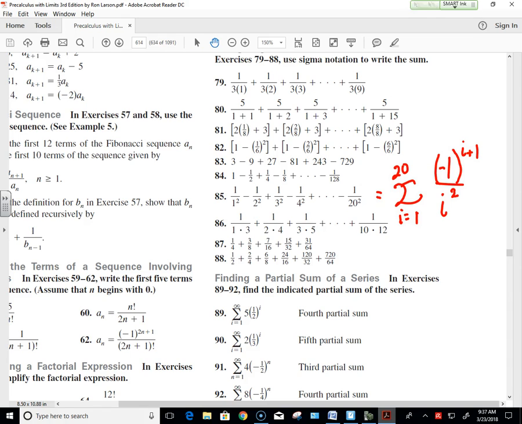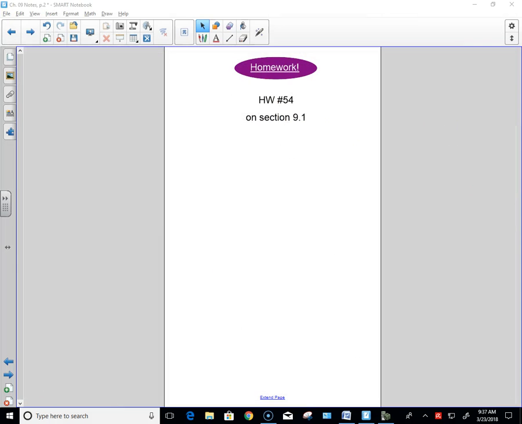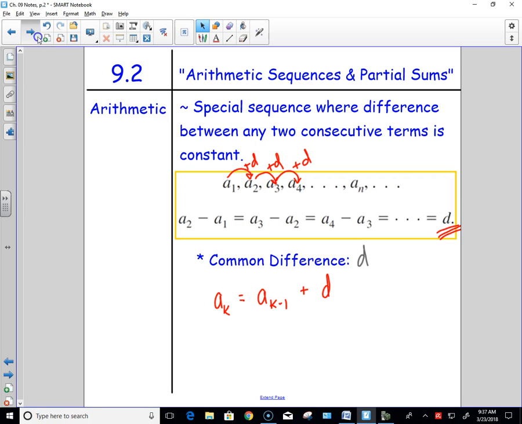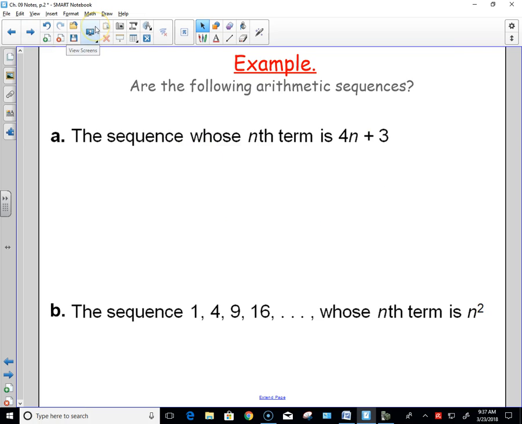Go team. Back to notes, section 9.2. Arithmetic. Nice thing is we've already kind of looked at a lot of arithmetic stuff today. So picking up where the notes left off, they said the sequence whose nth term is 4n plus 3.